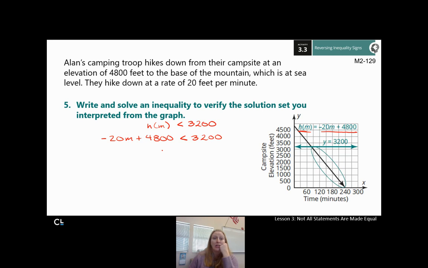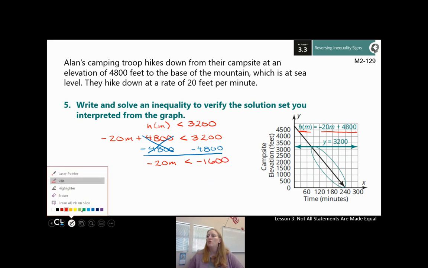And now let's do the math, right? We got this. I'm going to bust out some different colors. You know these tricks. I'm going to get rid of my plus 4,800 by subtracting 4,800. And you know how this goes. If you do it to one side, you must do it to the other. So those cancel out. That's why we did it. Let's be honest. I've got my calculator handy to help me out. I still have a negative 20m over here, and it's still less than, let's see, 3,200 minus 4,800 gives me a negative 1,600. Great. Next step.